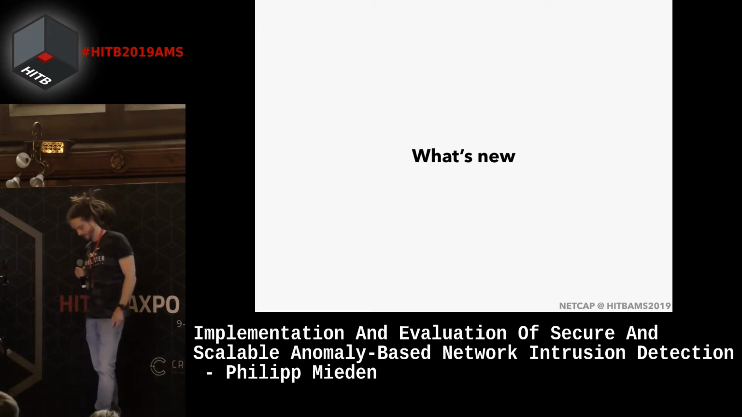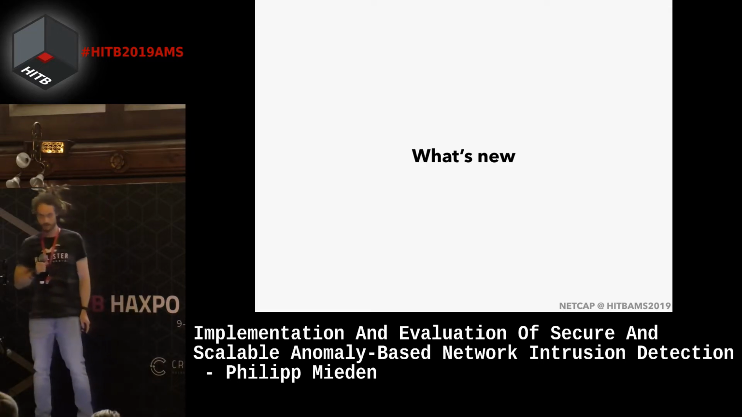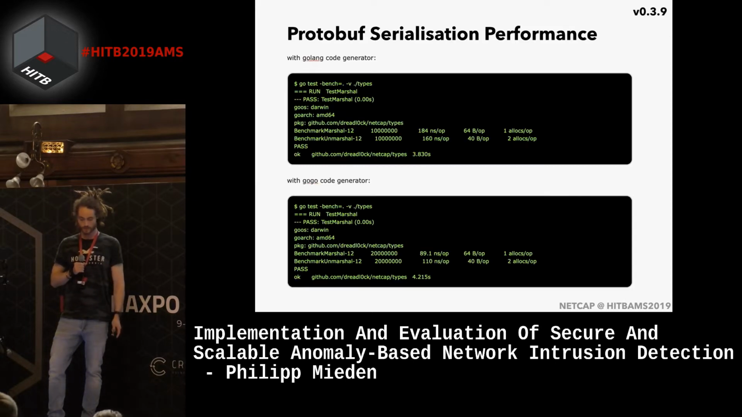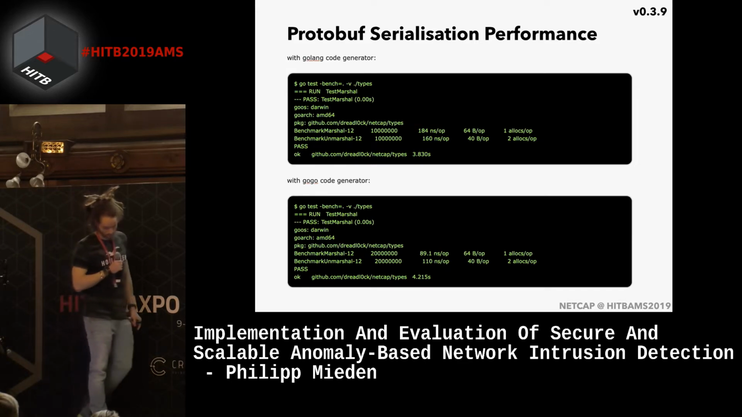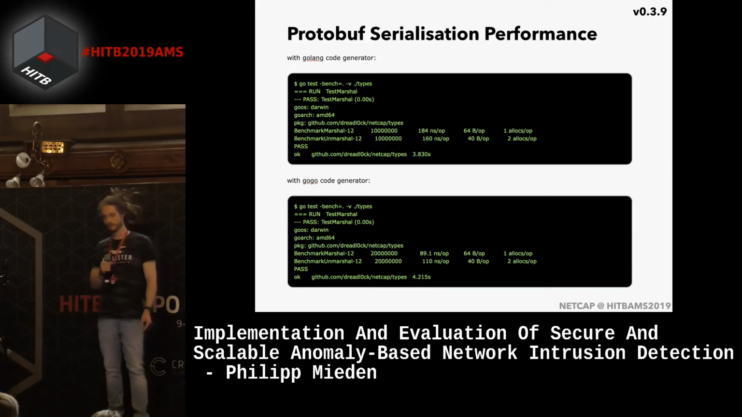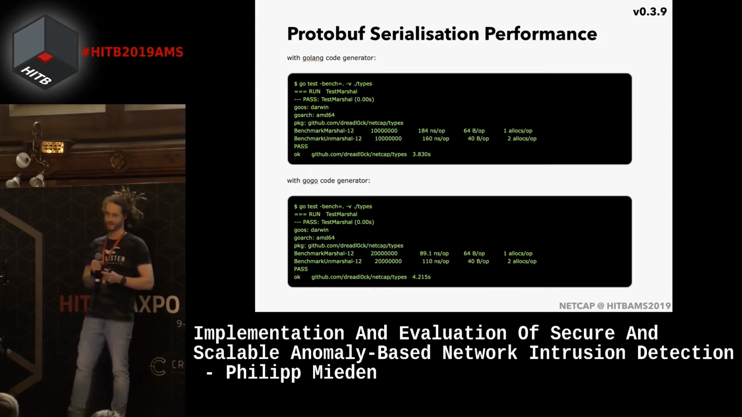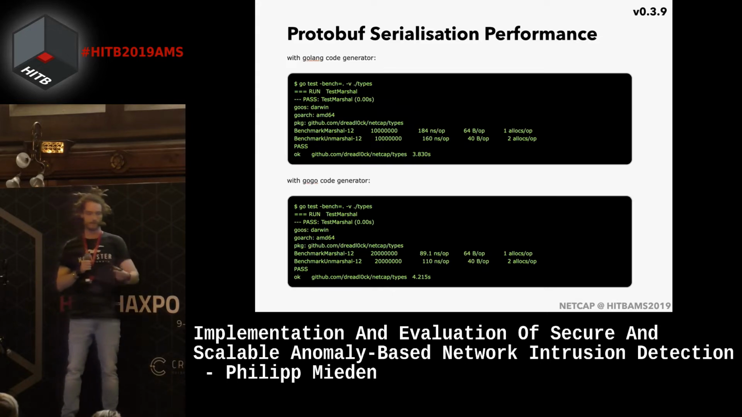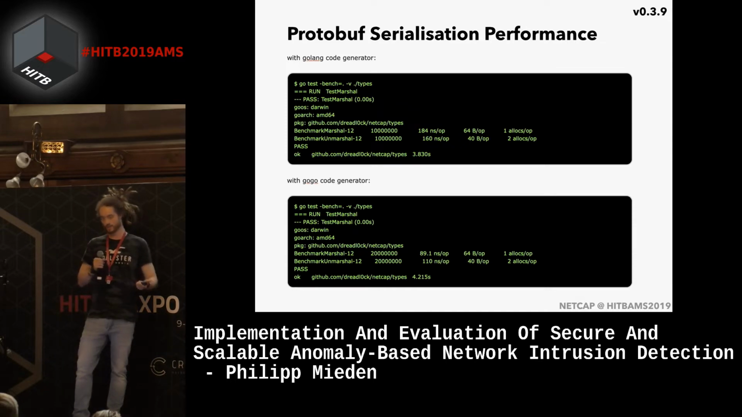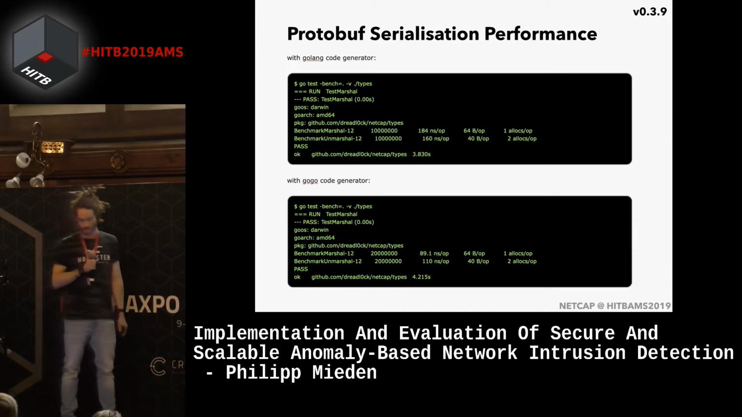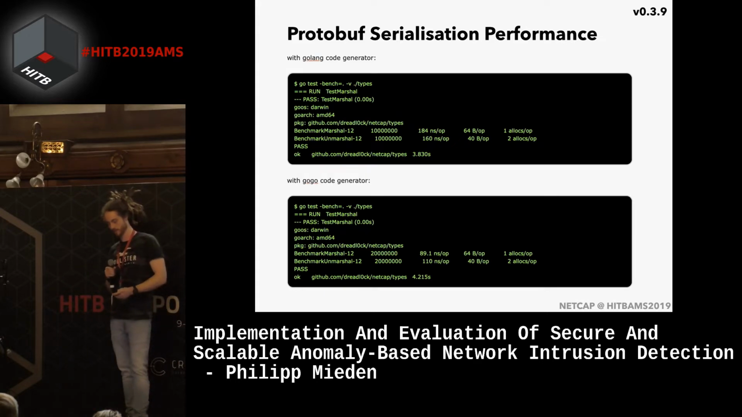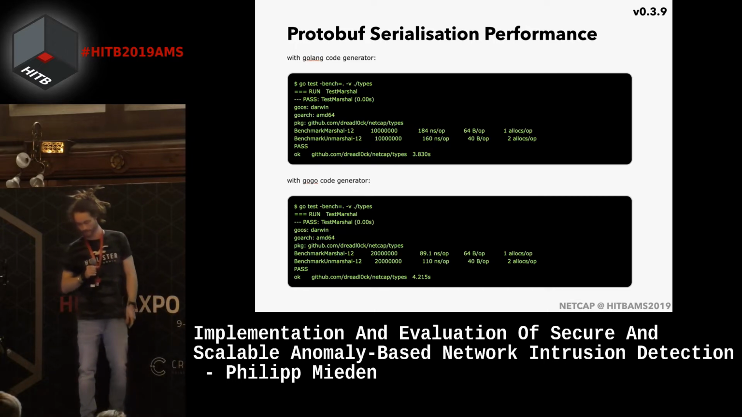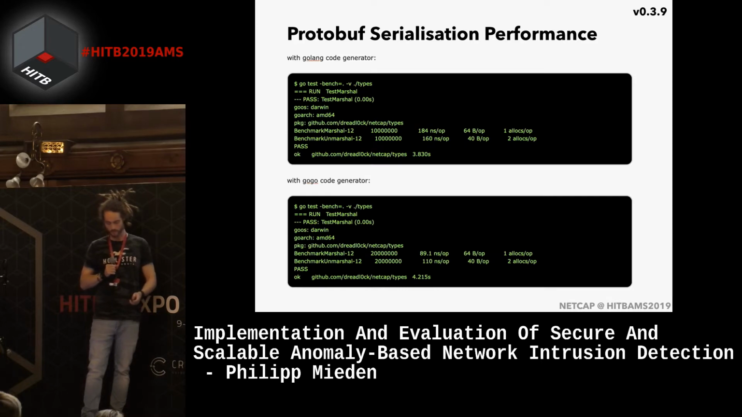Development on NETCAP has not stopped since I released it in December 2018. An interesting thing to note is that I was able to improve the serialization performance for the protocol buffers just by exchanging the code generator that generates the code for packing and unpacking the protocol buffers. And this was a super easy performance gain, and marshalling them is now twice as fast, and unmarshalling also got a big speed up from that. So that was a really easy fix. And I'm now using the GoGo code generator for the protocol buffers. It's really nice.